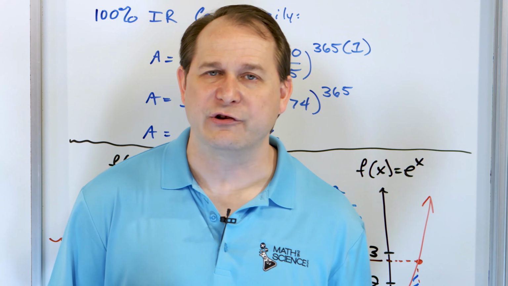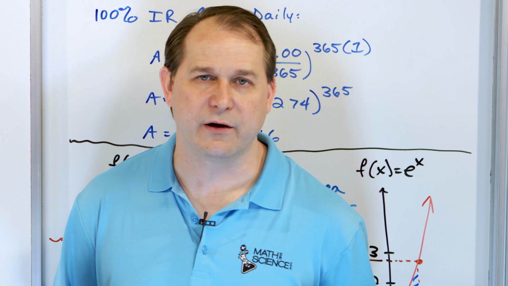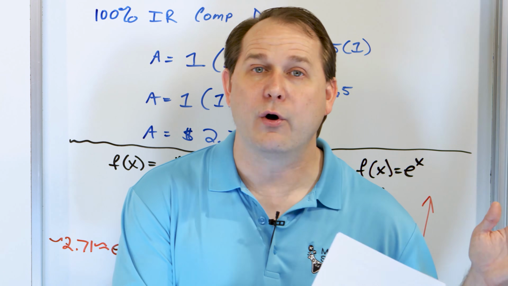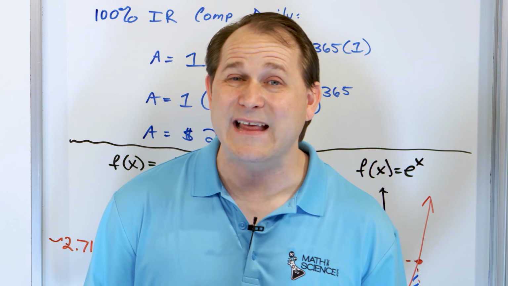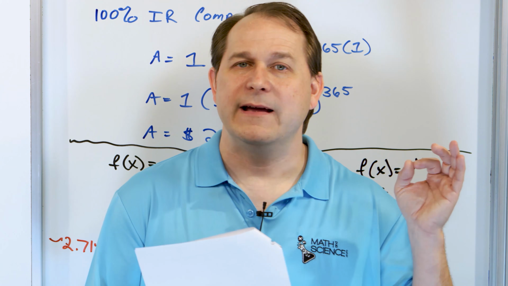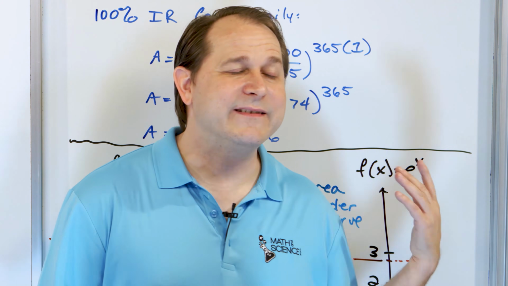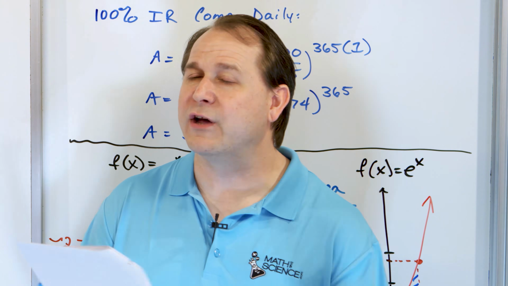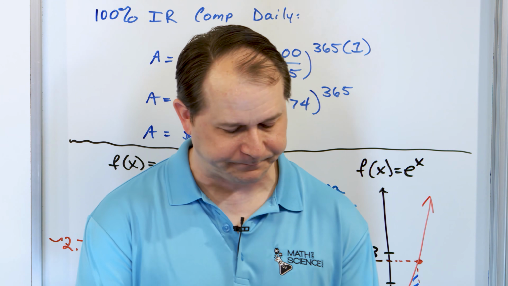And because this function is so special in that the slope is always equal to the function itself, and the area under it is also always equal to the function itself, all of that will be proved later on in calculus. But because that is true, this exponential function pops up everywhere. And because this exponential function pops up everywhere, also the inverse, which is the natural logarithm, pops up everywhere.